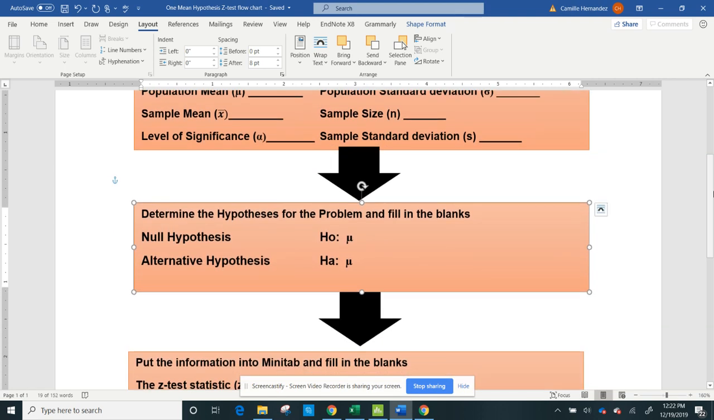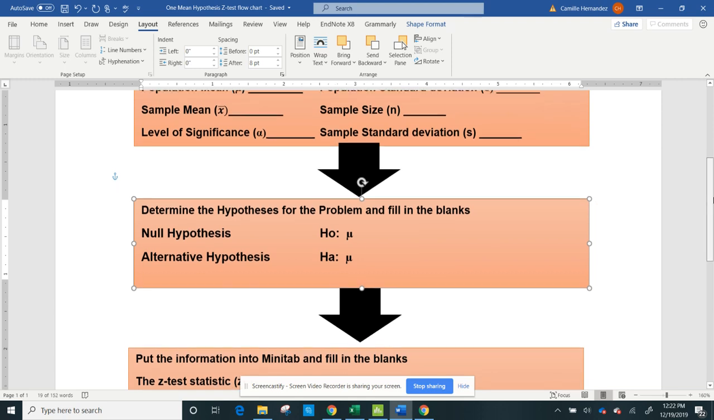From there, you're going to determine the hypothesis for the problem, and it might help to fill in the blanks to help you. And again, remember the null hypothesis will have some kind of equal sign in it. It could be less than or equal, greater than or equal, or just equal. And remember, an alternative hypothesis will never have the equal sign in it.